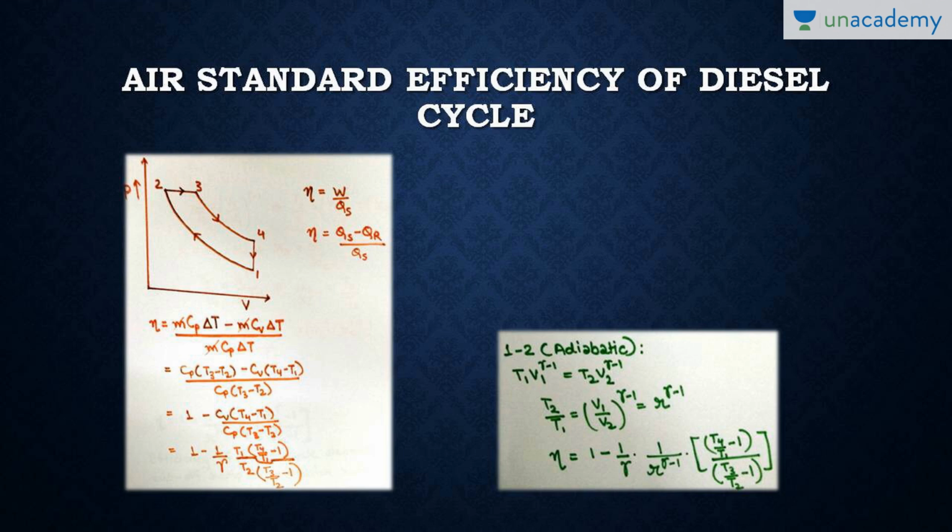So we all know that 1 to 2 is a reversible adiabatic process. From that relation, we can write T2 by T1 equal to V1 by V2 raised to power gamma minus 1, which is R raised to power gamma minus 1. So we have deduced T2 by T1, and efficiency is equal to 1 minus 1 upon gamma into 1 upon R raised to power gamma minus 1. This R is compression ratio, and in the bracket this is the result. We have to eliminate T4, T1 and T3, T2.